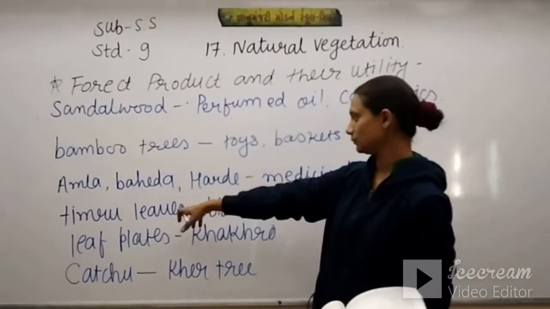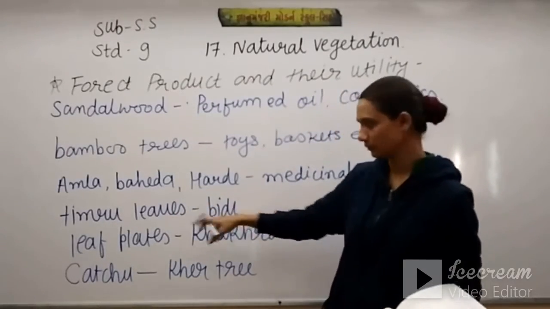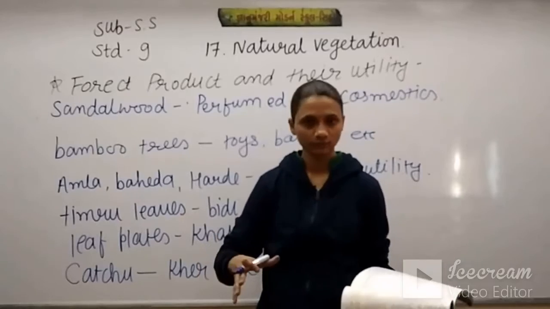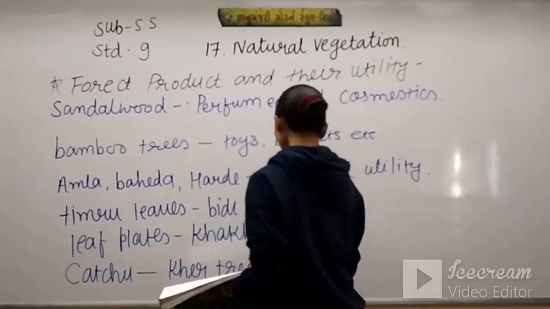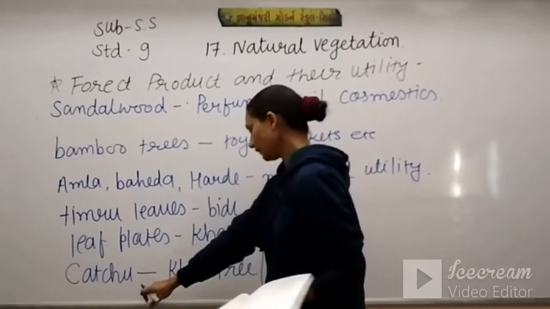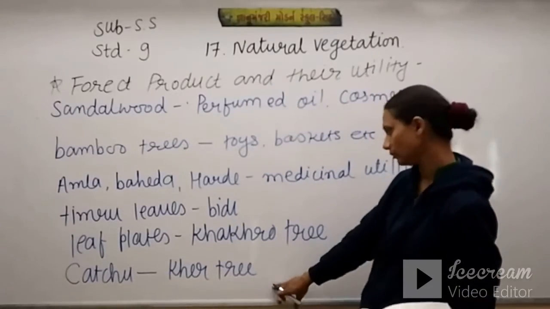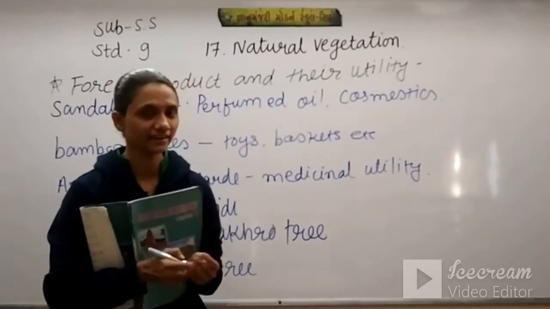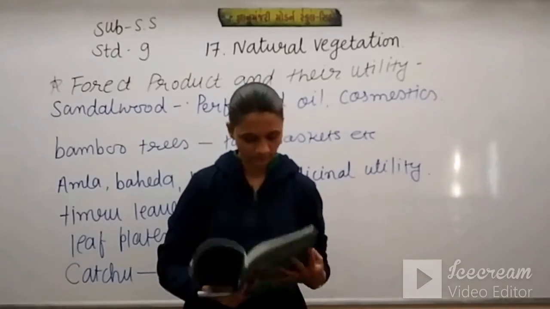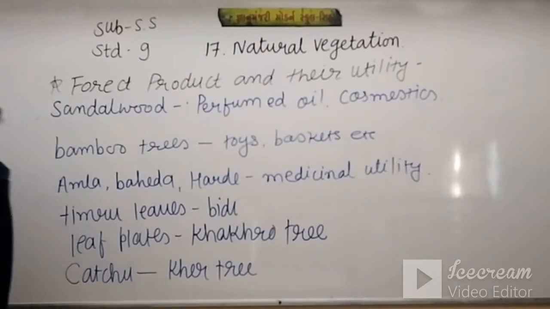See, this timru leaves, bidi is made from this leaf. Plate, we can use for food, that is used from khakro tree. Catechu is made from kher trees. So these are the different kinds of trees and their utilities we can use. Please note down this. After that we will go for environmental importance of forest.